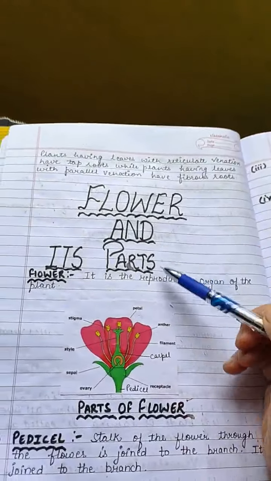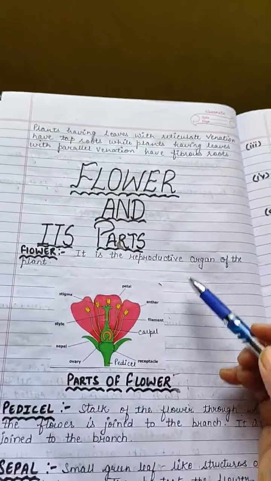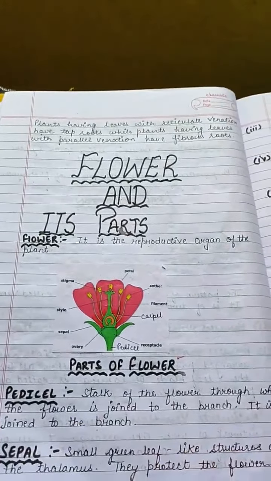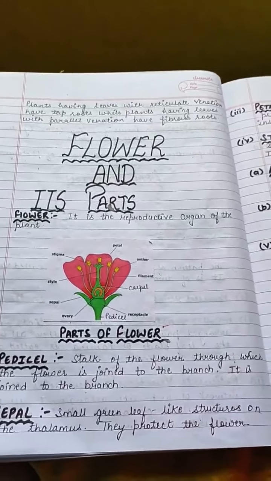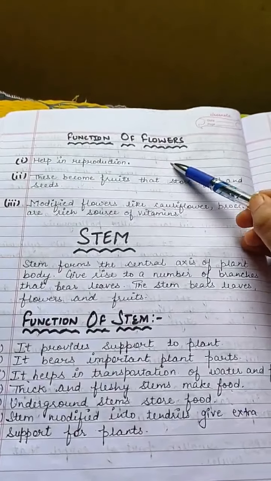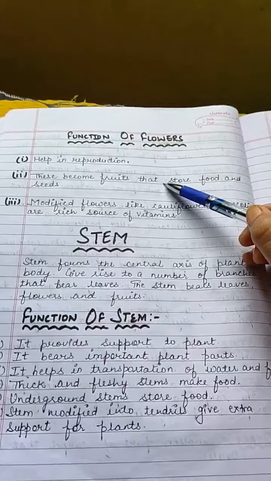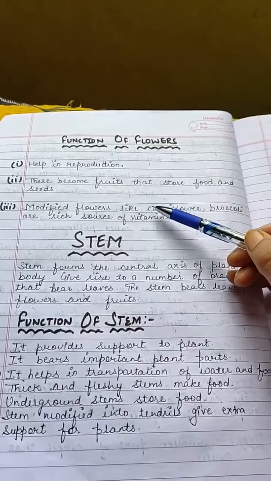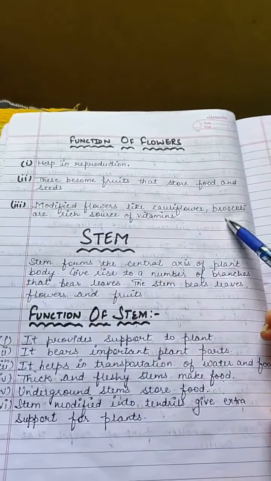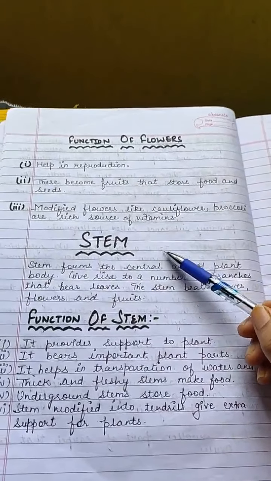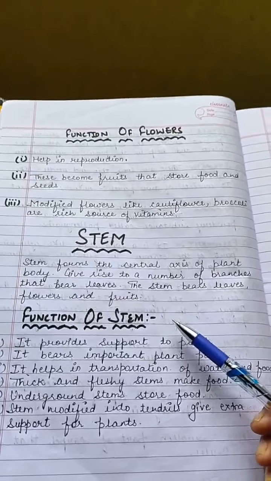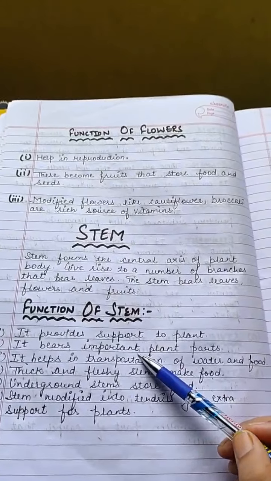Next is flowers and their parts, or the structure of a flower. There are several parts: pedicel, sepal, petal, stamen, anther, filament, carpel, style, stigma, and ovary, and they have different functions. Next is the functions of the flower. They help in reproduction. They become fruit that store food and seeds also, and some modified flowers like cauliflower and broccoli are a rich source of vitamins. Now the next is stem. Stem is the central axis of the plant body, and it has several functions, like providing support to the plant and bearing important plant parts.